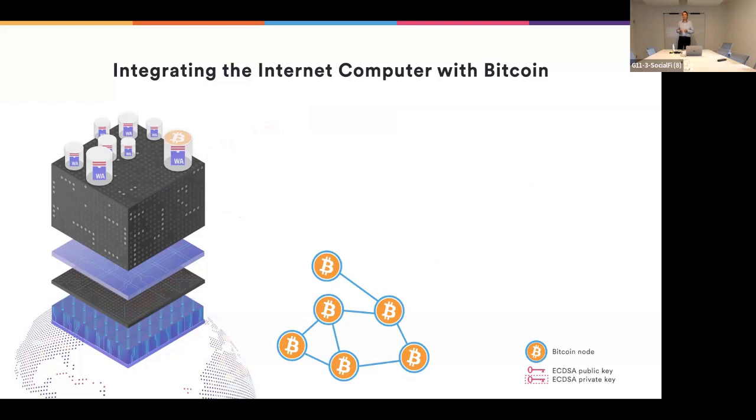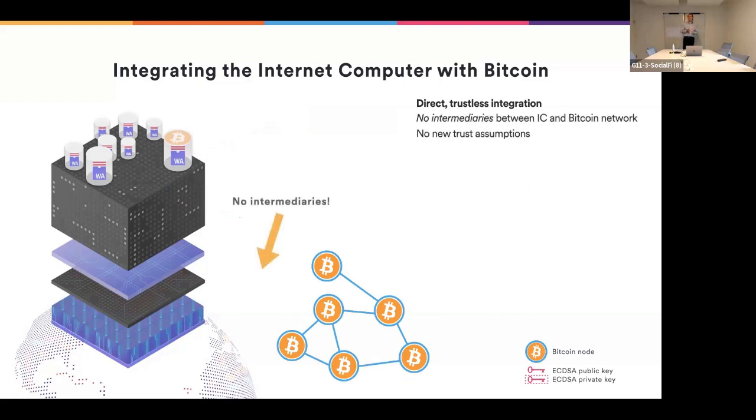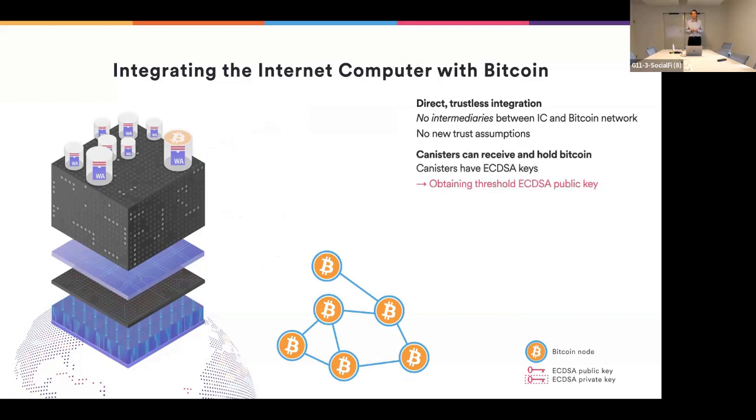On the left, Internet Computer, in the middle, the Bitcoin network. So we want the direct trustless integration, as I already said. Means no intermediaries like relays and other stuff in between, particularly no trusted parties. And now let's look at the challenges we have to resolve.